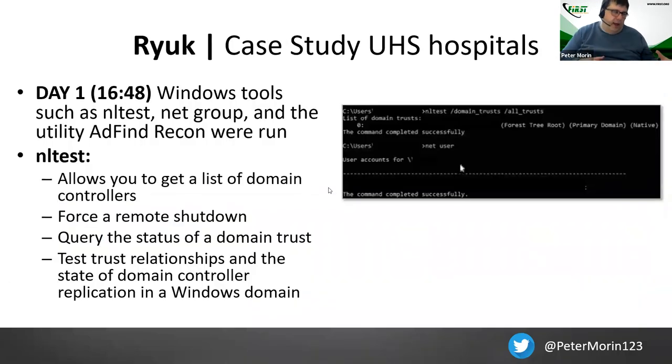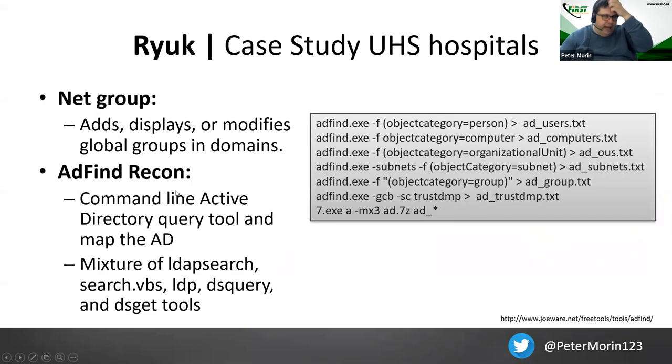So let's go back to Ryuk. On day one at 4:48, Windows tools such as NLTest, netgroup, and AdFind recon were run. NLTest gets a list of domain controllers and queries the status of a domain trust. Netgroup adds, displays, or modifies global groups in domains. And AdFind recon is basically a query tool to query Active Directory, right?